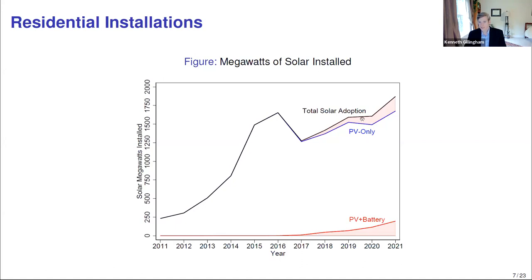And so you can see the total solar adoption can be broken down into those who just install solar and those who install solar plus battery. And that's what this area is, PV plus batteries, making up this wedge. And this distance between those two is the same as that there, just a different way of looking at it.